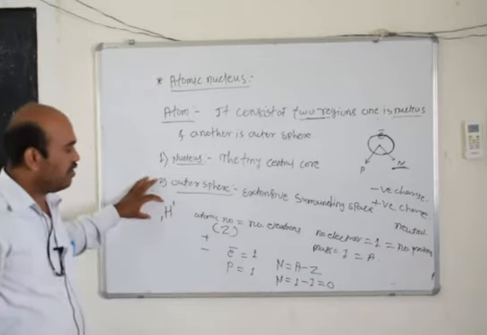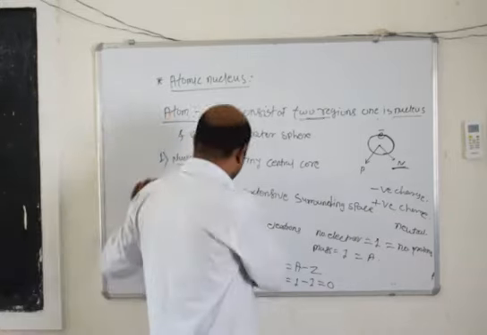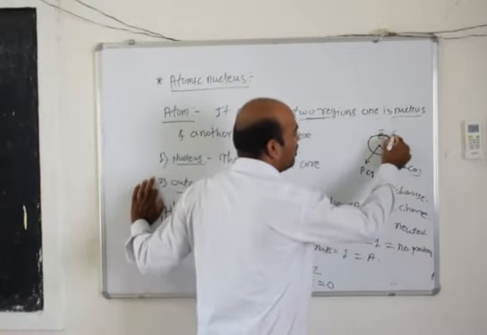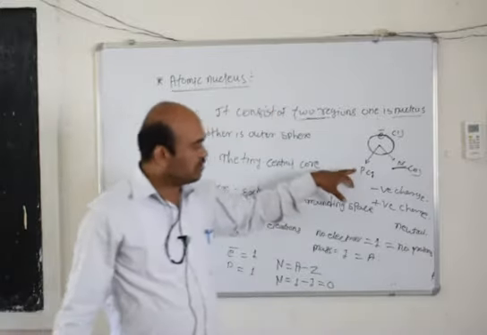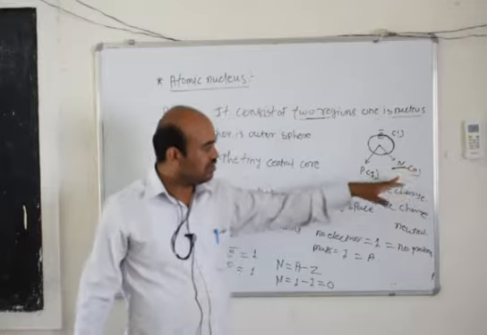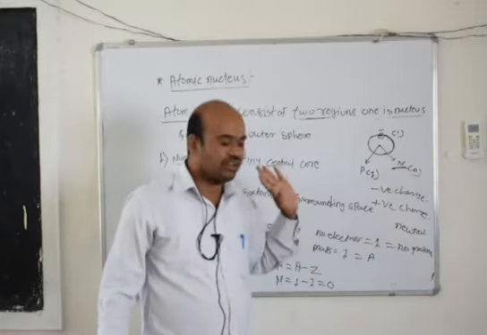In hydrogen, atomic number 1, number of protons 1, number of neutrons 0, number of electrons 1. Protons have positive charge, electrons have negative charge, and neutrons have neutral charge.